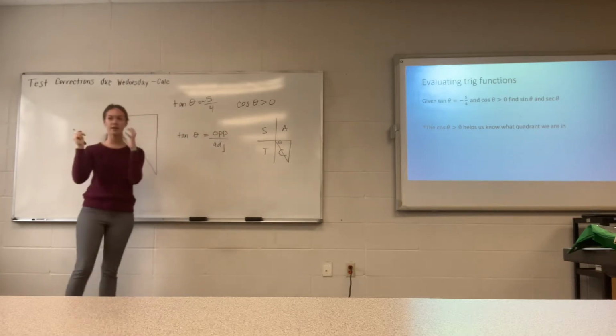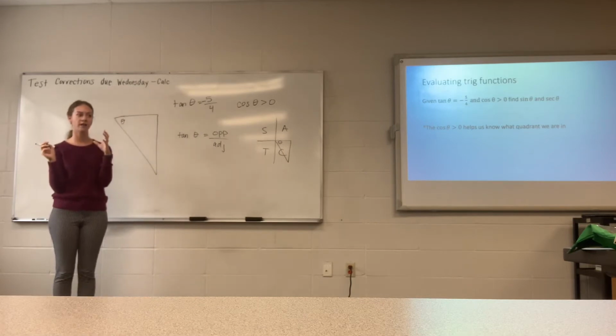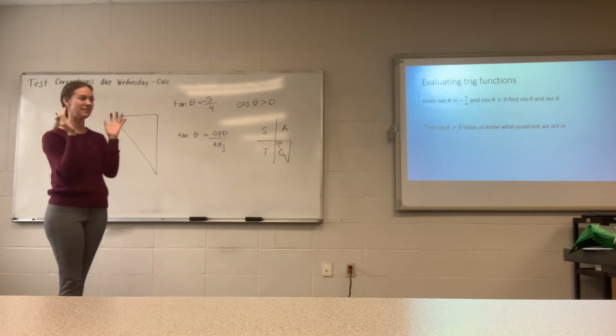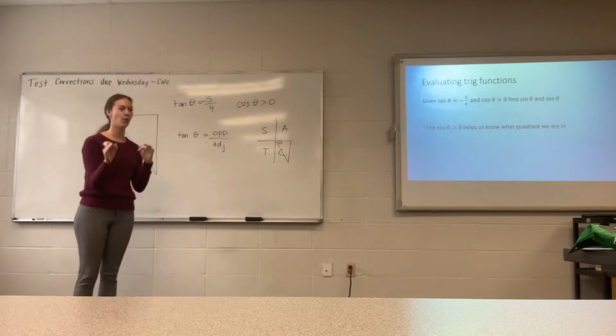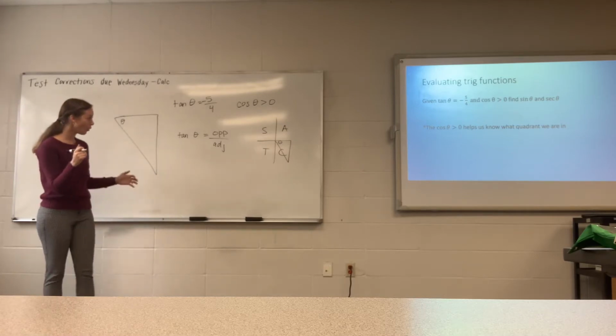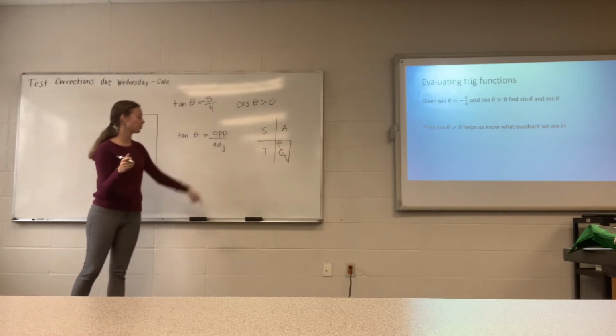Then my tangent, I know that tangent is going to be opposite over adjacent. So remember: sine is opposite over hypotenuse, SOH CAH TOA. If you need to sound those out for your quiz, to help you remember what goes with what. So TOA: tangent, opposite over adjacent.